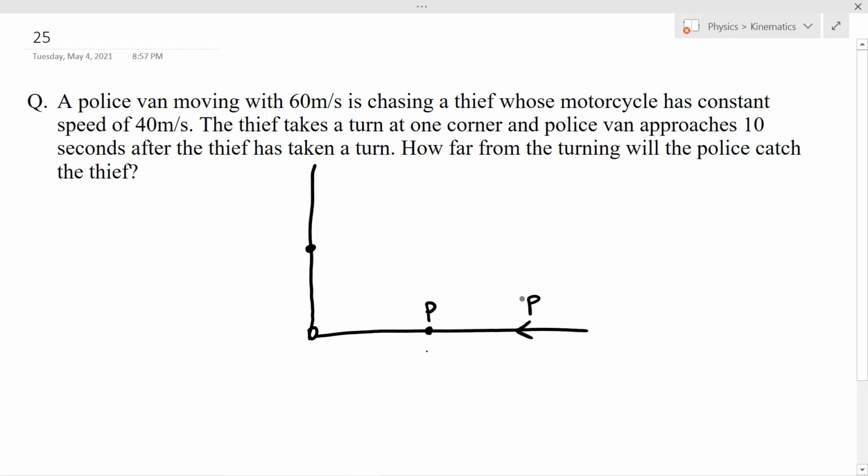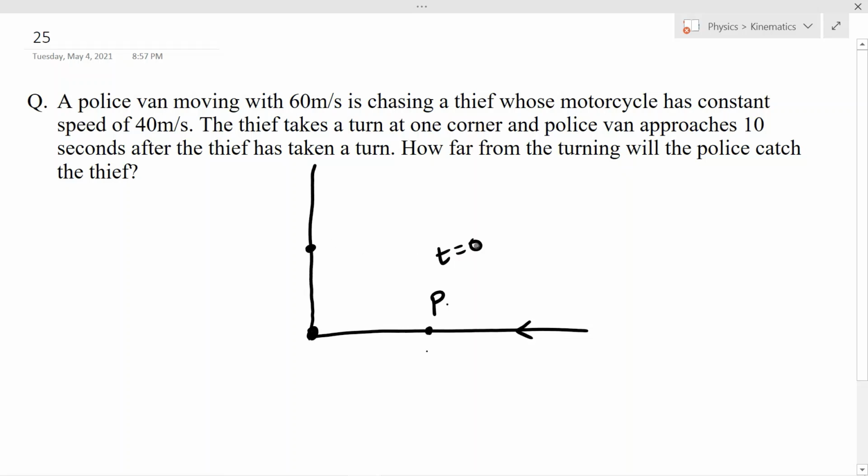This is the police position, and this is the thief position when it was at the corner, and then after 10 seconds it moved here, and the police came over here at this corner after 10 seconds. So let's properly do this. Let's say the initial position of the police is P, that is when t equals 0, the police was here and the thief was here at this corner, and after 10 seconds it moved here.